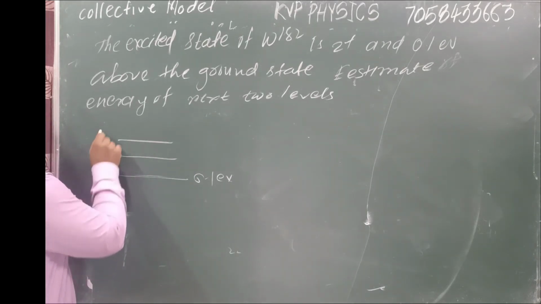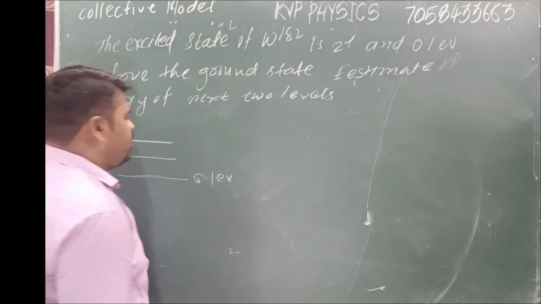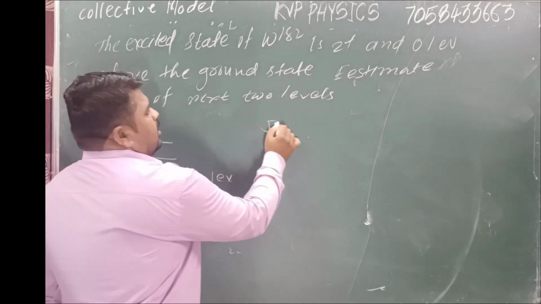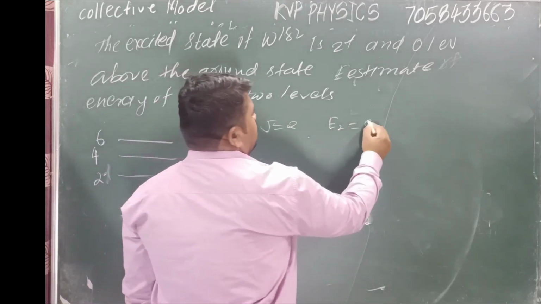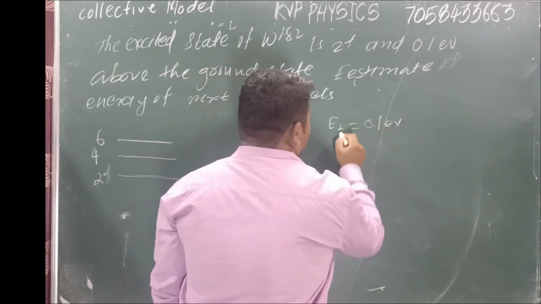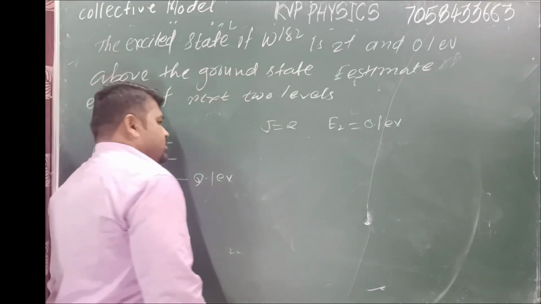The next two energy levels are J is equal to 4 and 6. For J is equal to 2, the energy is E2 is equal to 0.1 electron volt. E2 here does not mean the second energy; this one is the first energy.